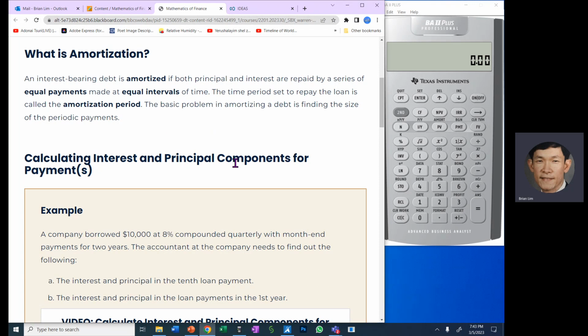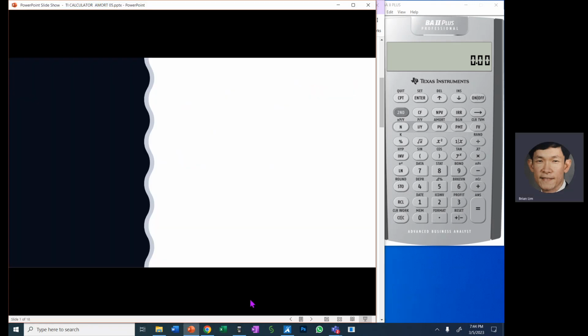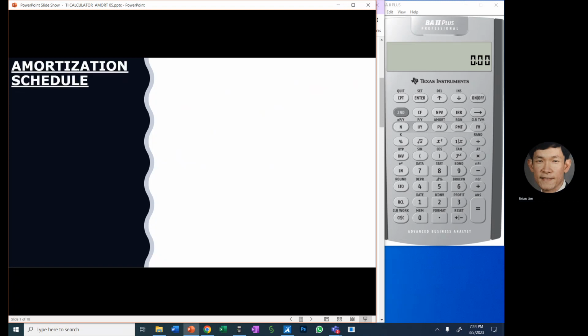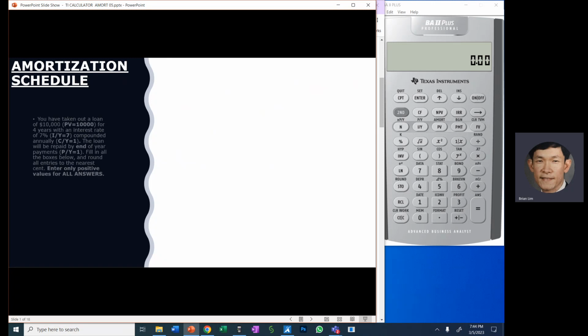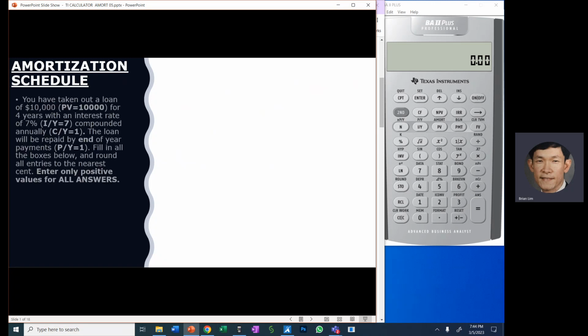Okay, so that is what we will do at the beginning, and then we will construct what is called an amortization schedule, or a table of values, to show what happens when payments are made on a loan. So let us go here and start. Now, the amortization schedule, we will start by looking at this question right here.